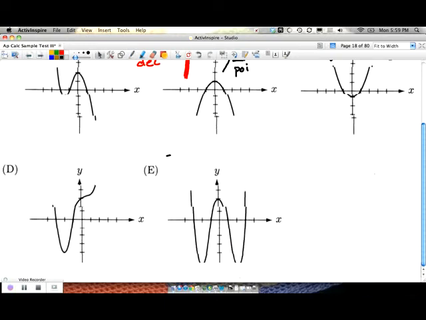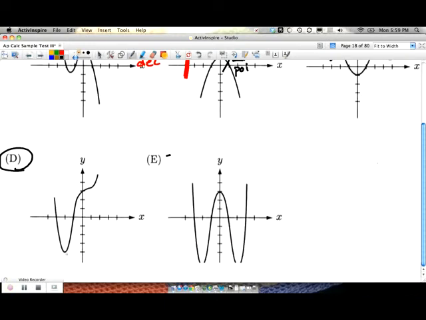The answer is D, because notice that I have a min at about -2. I have a point of inflection about here. I have decreasing slopes up to -2, but then after that I have increasing, then flat, then increasing. So D would have been the correct answer.